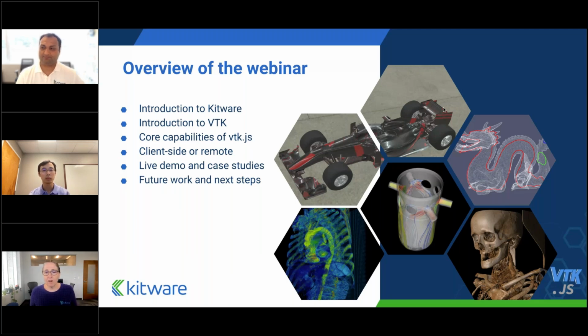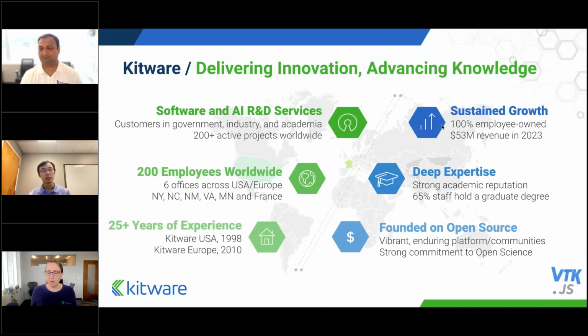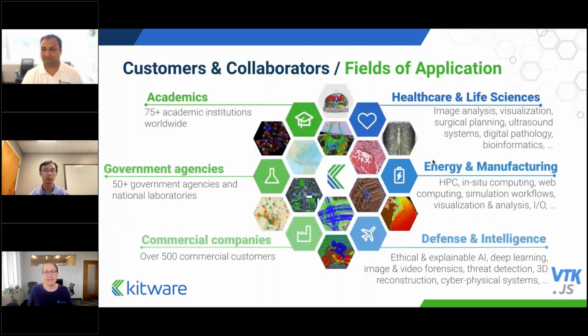So what's Kitware? Kitware is a research and development company. We have about 200 employees across our offices that are throughout the US and in Europe. We've been around since 1998. We are committed to open source and open science, and we are proud to be a 100% employee-owned company. We're also a highly collaborative company. We work with many academic, government, and commercial organizations on some very large-scale research efforts. And whenever possible, we like to share the results of that work through our open source platforms like vtk.js.